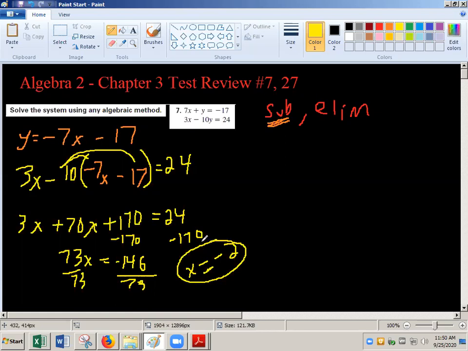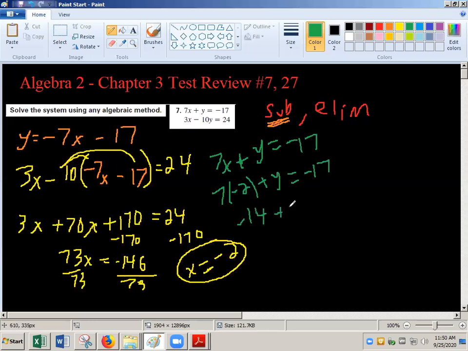Once I know my x, I can plug it in to solve for my y. I can plug it into either of these equations. I'm just going to pick the top one because it's on top, so why not? So here it was 7x plus y equals negative 17. But now we know that x is negative 2, so we're going to say 7 times negative 2 plus y equals negative 17. Here we get negative 14 plus y equals negative 17. I'm going to add 14 to both sides. So y is going to equal negative 3.